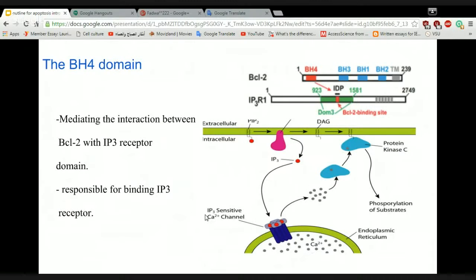BH4 peptide binds the regulatory and coupling domain of IP3 receptor and inhibits IP3 dependent channel opening, calcium release from the ER, which is endoplasmic reticulum, and calcium mediates apoptosis. BH4 domain is sufficient to bind IP3 receptor.